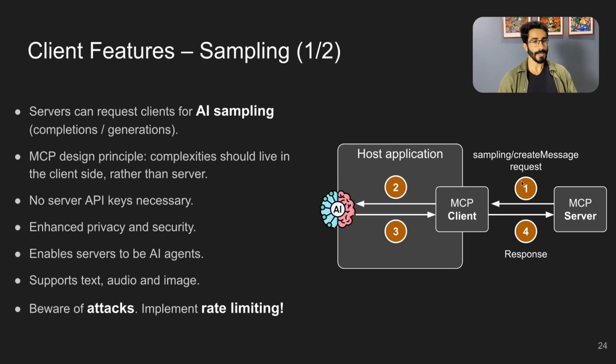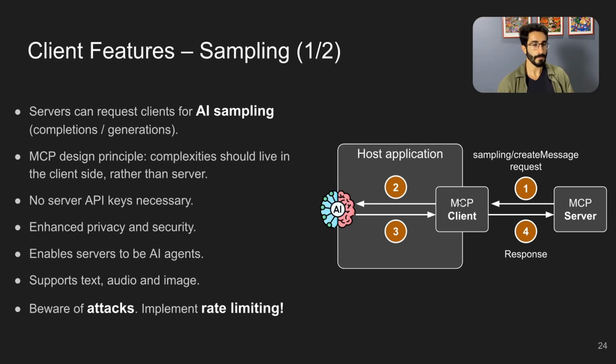So you can easily integrate a new MCP server into your application because you don't need an API key to expose AI to this MCP server, and you have better control of privacy and security using this architecture. Please notice that despite the advantages of this feature, we have to be careful of attacks.